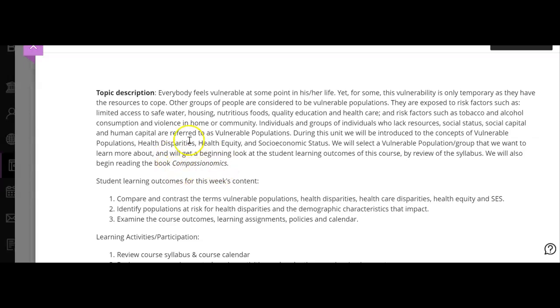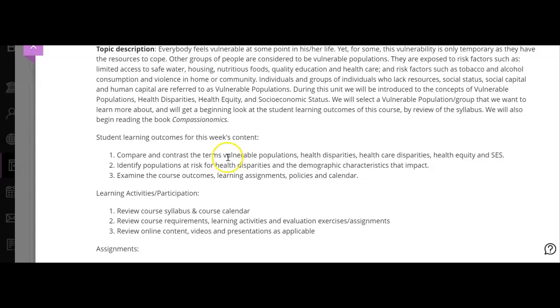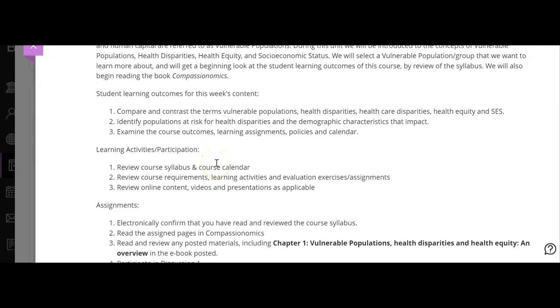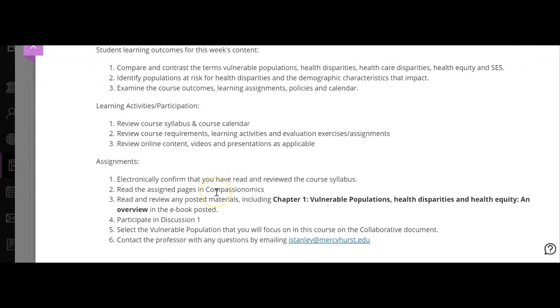So we're also going to start right out by reading the book Compassionomics, and I hope you've already purchased that. I know I've sent you an email or two to make sure that you had that book because we start right off with it. So you can see the learning outcomes, the activities, the assignments are, again, that you reviewed the course syllabus, so you have to do that syllabus sign off. You're going to read specific pages in the book Compassionomics, and I'll tell you in a minute what they are.